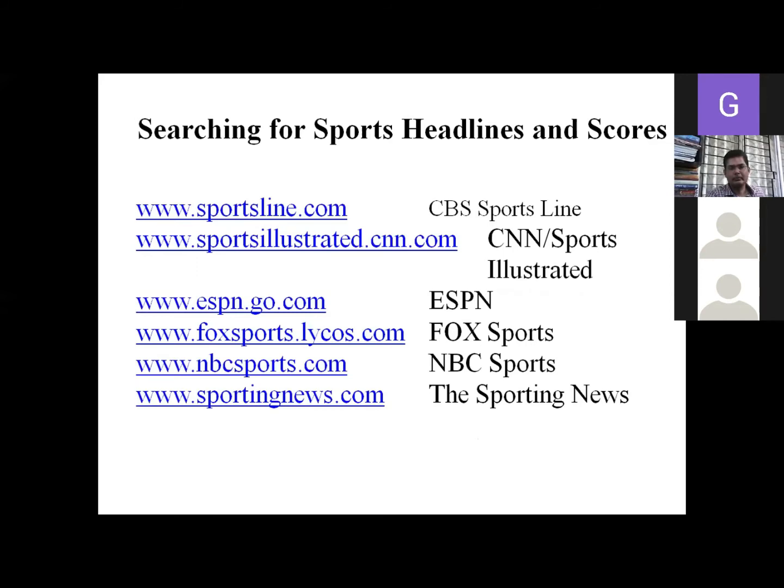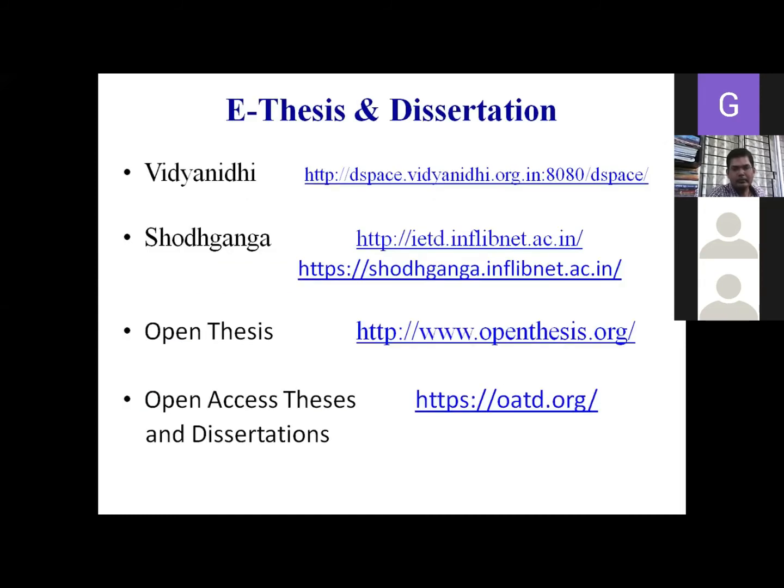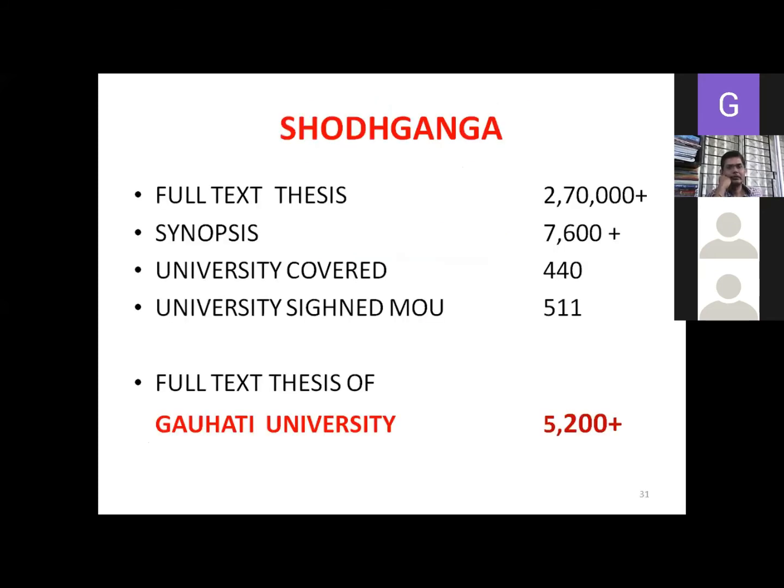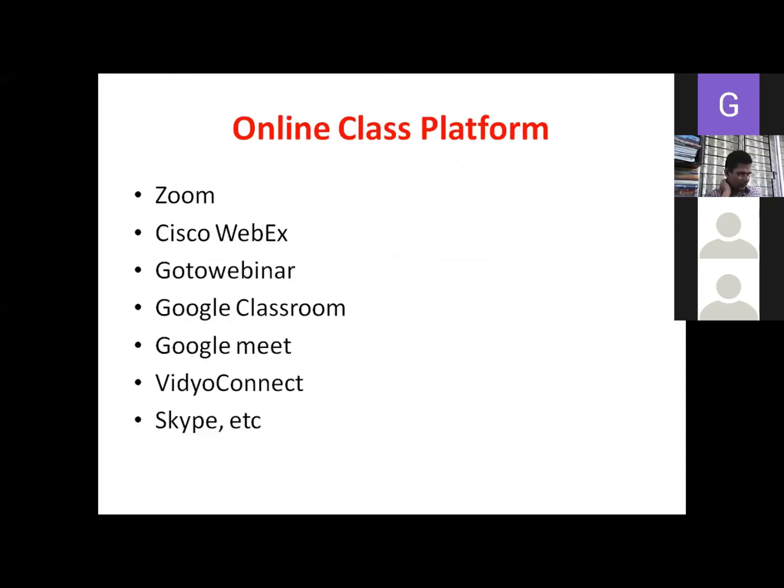This is Shodhganga, activities of the services of the implementation center. This is open thesis, and this is open access thesis and dissertation in Shodhganga. As I mentioned, 2,70,000 full-text theses are available, so you can access them from there. And 7,600 synopses are available, and 440 universities are covered under these schemes, and 5,200 Guwahati University theses were there before the pandemic period, and 511 universities.